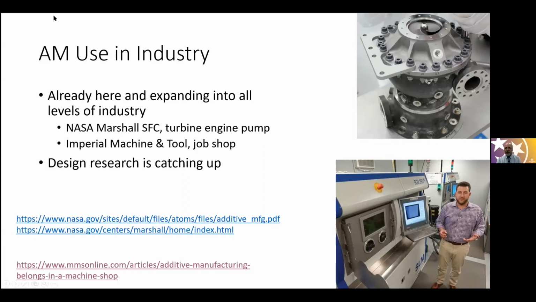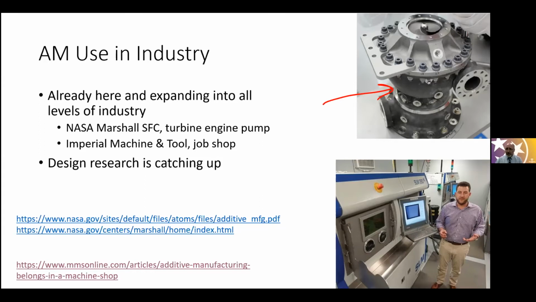Sorry about that. Okay, so what's my motivation here for additive manufacturing? Has that already been done? Well, it has in a way. It's already used in industry, and I'll just give you two brief examples here. NASA's Marshall Space Flight Center, I worked there for a summer. They have a turbine engine pump. The housing here is created through additive manufacturing of metal, and it's used in their research. So it's very expensive, very time consuming to investigate, but they built it and it works.